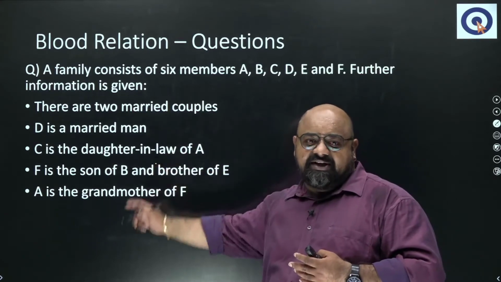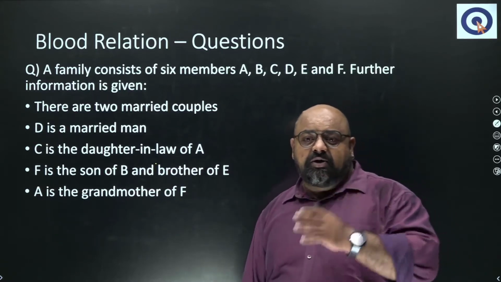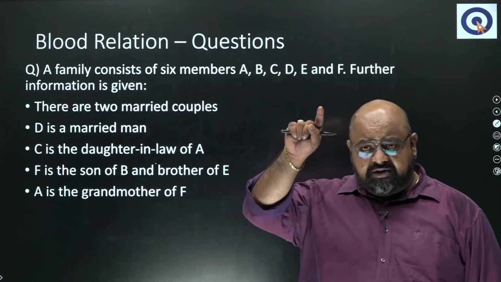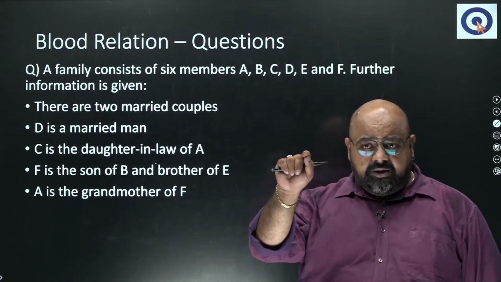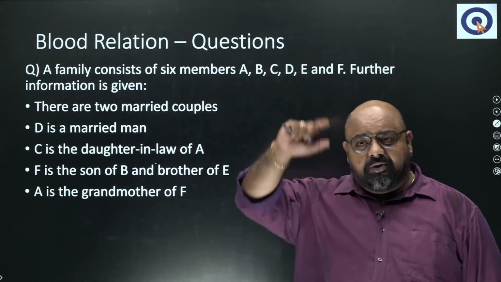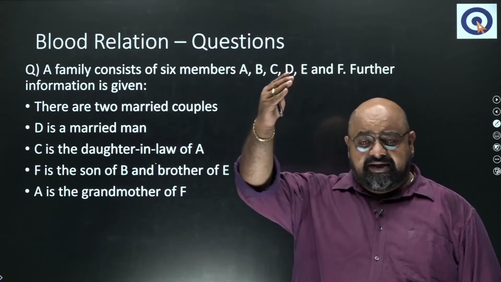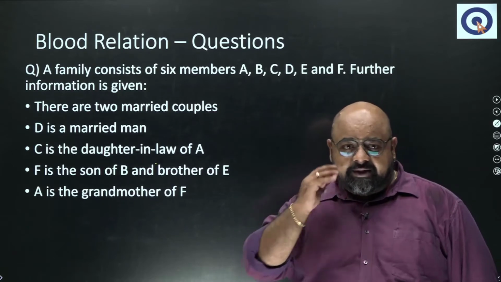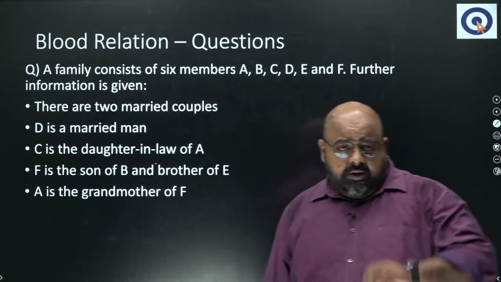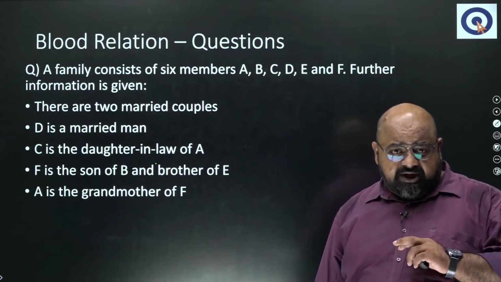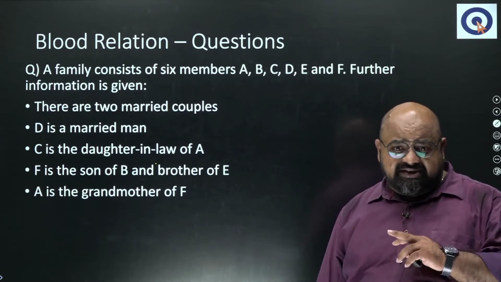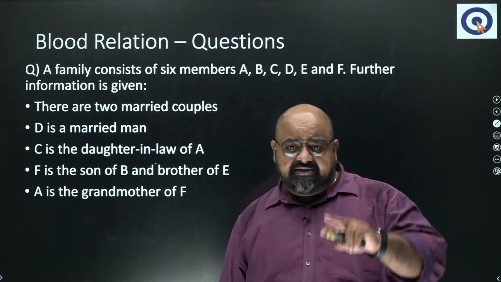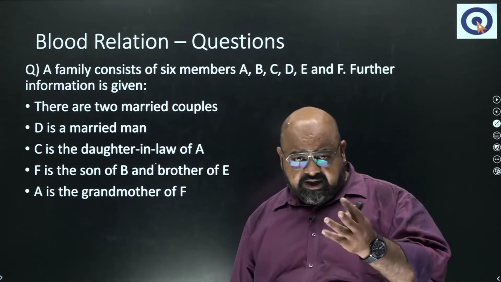But if I look at the third statement which says C is the daughter-in-law of A, I can be very certain that A would be somewhere at the top, then C will be below it. But again, I do not know whether A is in the first generation or the second generation, because C could be anywhere there. And therefore, I think a better statement to start with would be the last statement which says A is the grandmother of F, because that tells me there are 3 generations, the grandmother, the mother, and F.